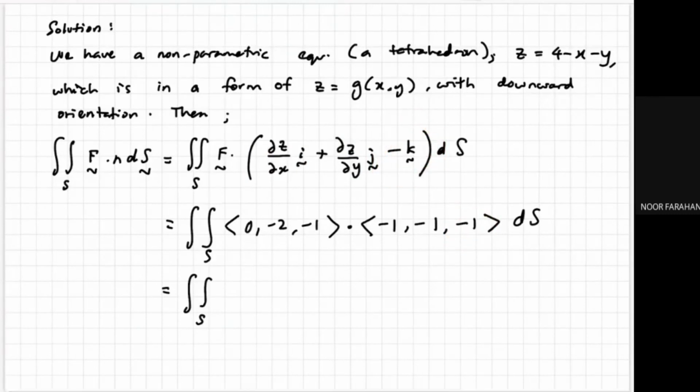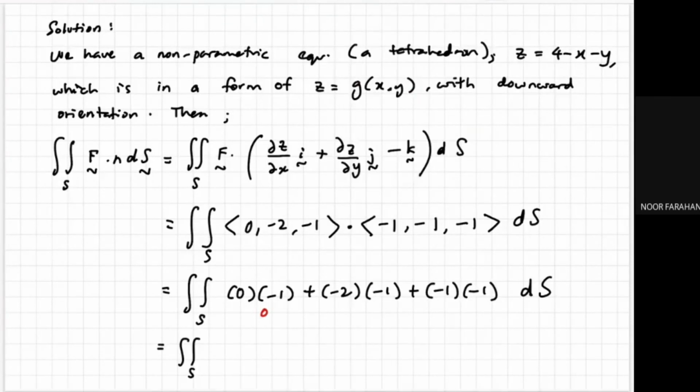Dot product, the first component with the first component: 0 times negative 1 plus negative 2 times negative 1 plus negative 1 times negative 1. This is 0, this is 2, and this is 1. So the answer will be 3 dS. The first step is to find your n. The second step is the dot product, F dot n. And the third step is to find your limit.